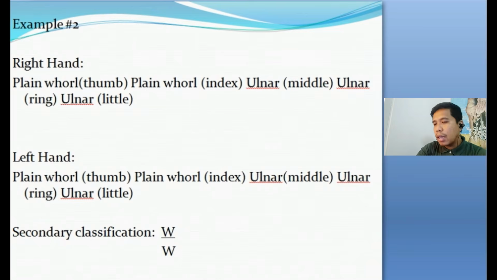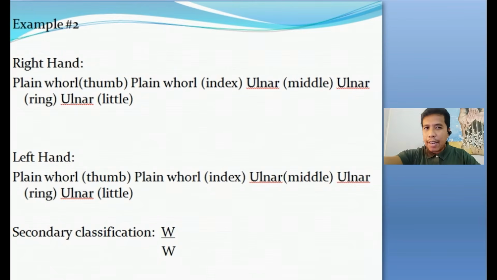Sir, why can't we put a U, small letter U? Again, the small letter group is only for those patterns that are plain arch, tinted arch, or radial loop. In this case, none of the three are present, so we do not have to put anything but only the symbols in the index finger, which is W over W. So our secondary classification is no other than W over W.